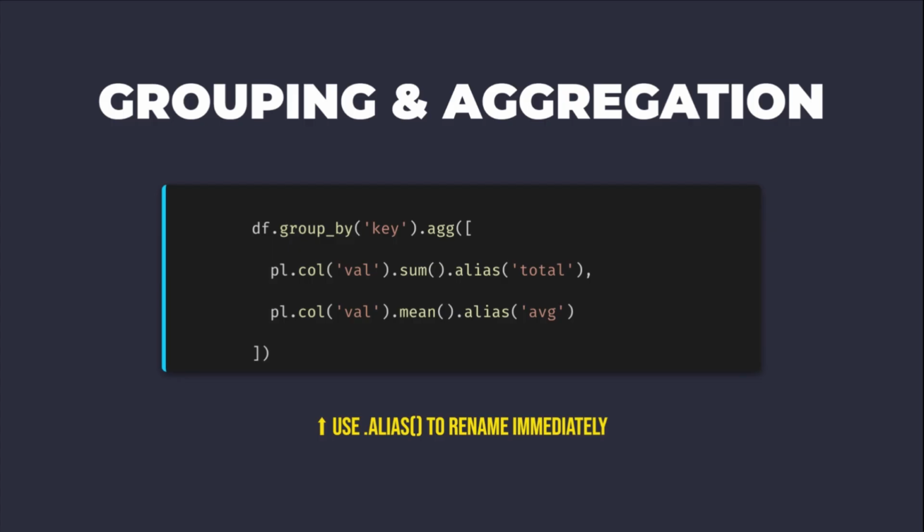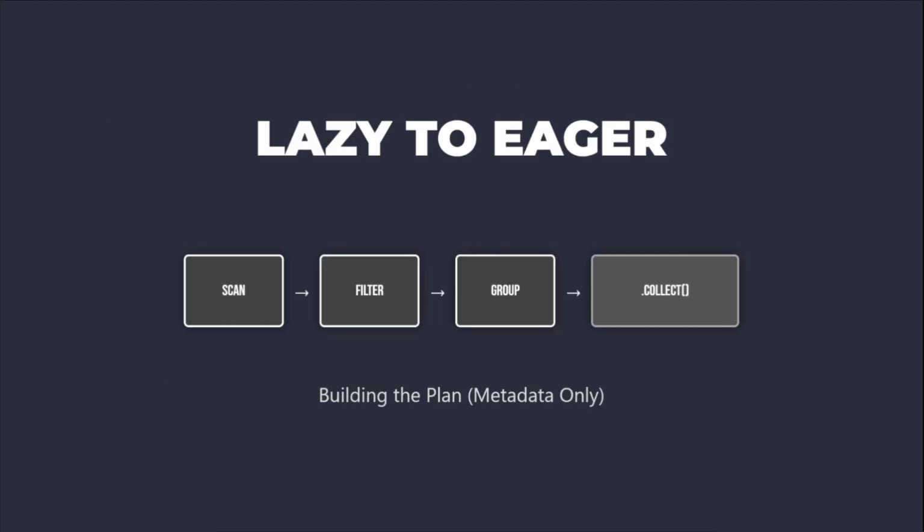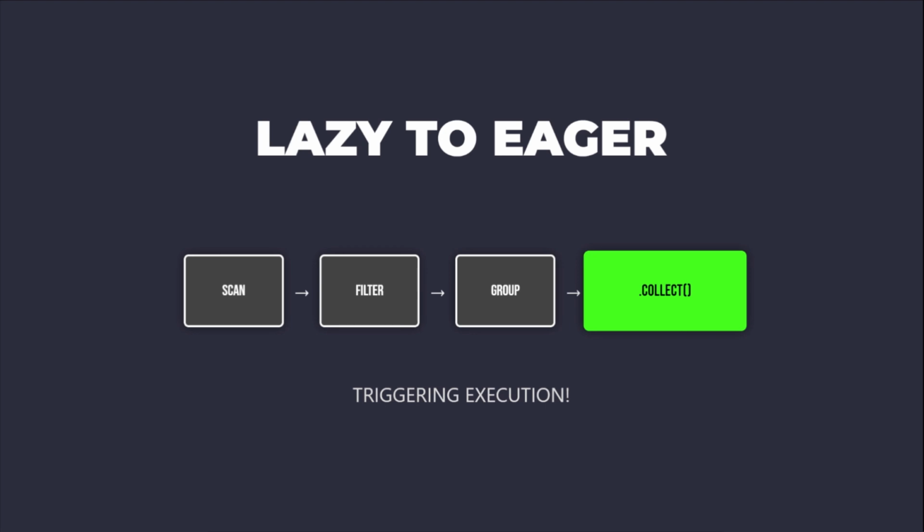For multiple aggregations on the same column, define the expression once and reuse it, or list them within the agg array. When calculating rolling windows or exponential moving averages, Polars provides optimized window functions that execute significantly faster than their Pandas counterparts, especially on sorted data. The entire chain of lazy operations, from scan CSV through filter and group by, only defines the computation plan. No data processing occurs until the .collect method is explicitly called. This is the execution trigger.